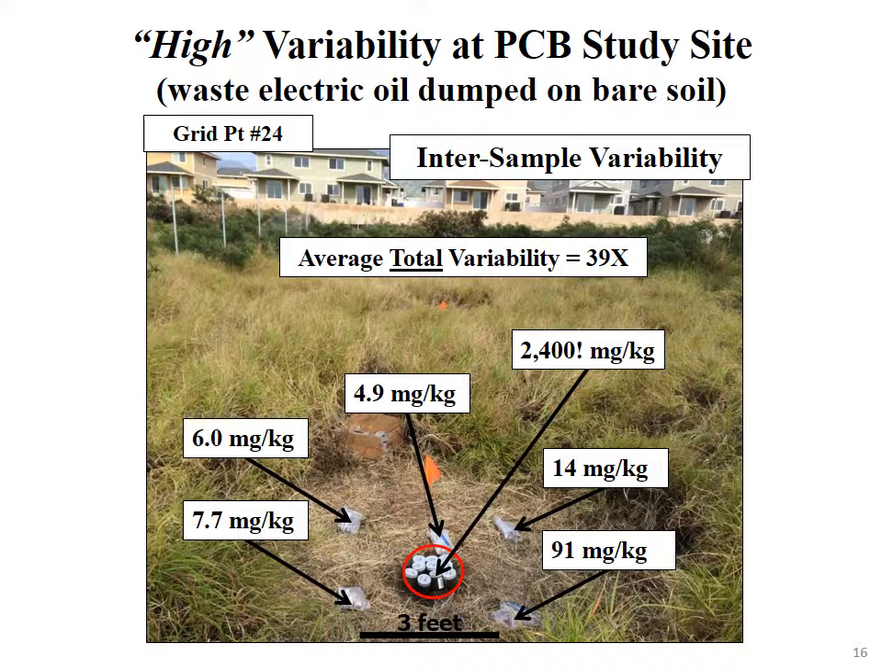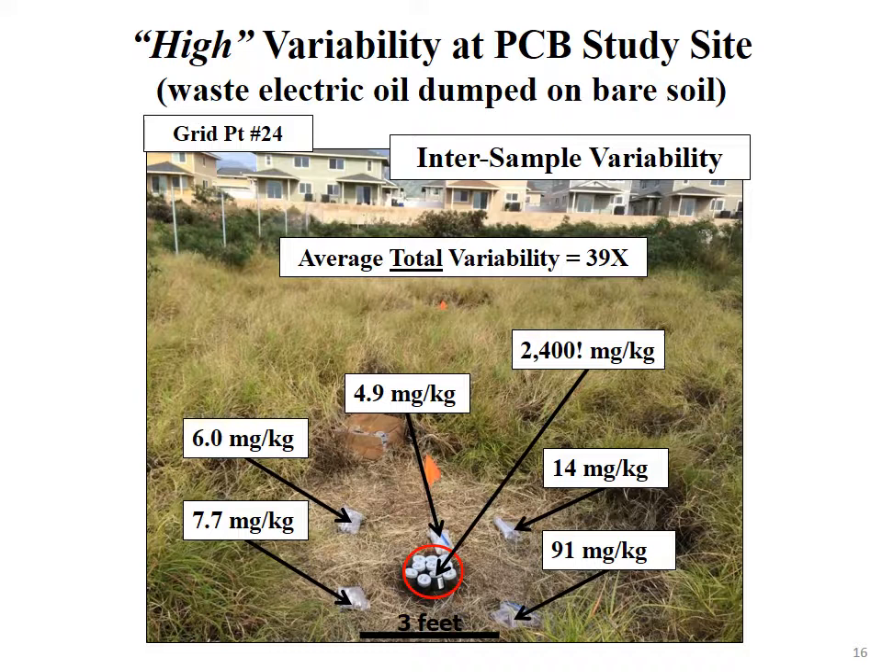Here's something really interesting. The sixth sample that we collected at this grid point, we took the sample and split it into 10 separate jars and tested each jar separately. So essentially tested a single sample 10 times. The average concentration of that sample was 2,400 milligrams per kilogram. So there's a true hot spot. It really was a spot a few inches across right in the middle of this grid point.